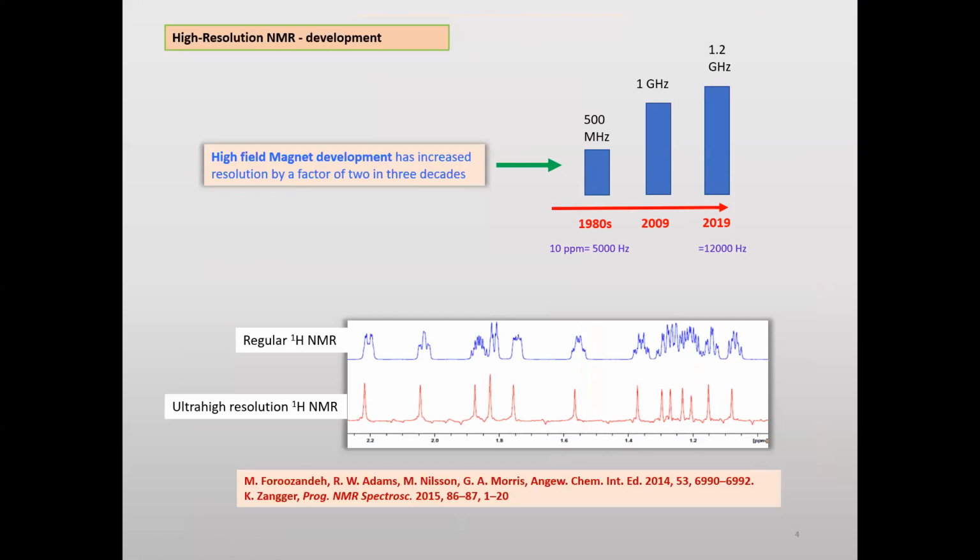There is significant methodological development as well as high field magnet development. The high field magnet development has improved the resolution by a factor of 2 in 3 decades, from 500 megahertz in the 1980s to 1.2 gigahertz in 2019. But the ultra high resolution NMR, or pure shift NMR, is the bottommost spectrum, and the top is a regular proton NMR spectrum. You can see the resolution is very high in ultra high resolution NMR, which has raised resolution by more than an order of magnitude in less than a decade.